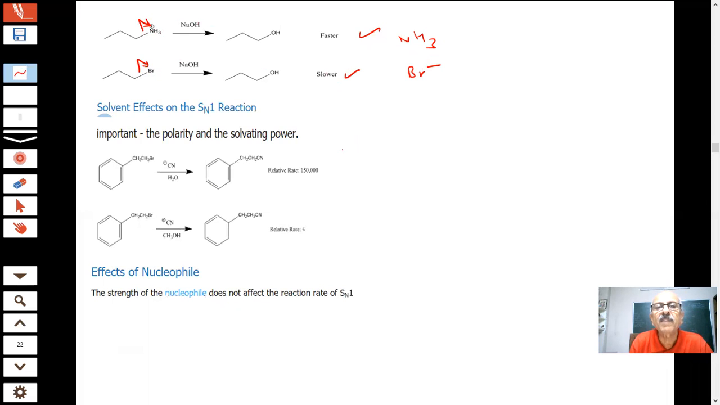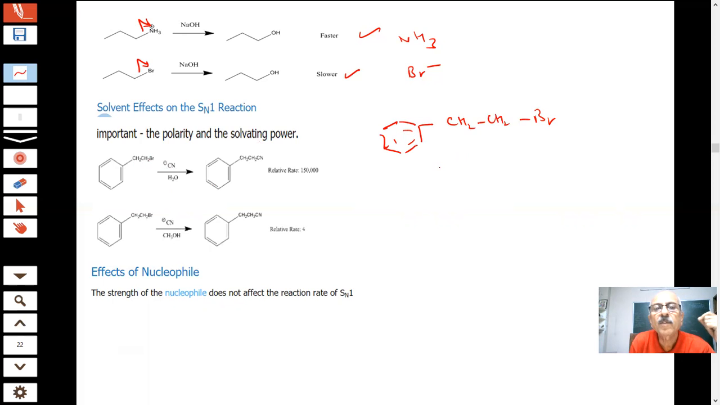And sometimes the solvent effects are important. Because a carbocation is a positive ion, if it is solvated highly, then it will become more stable. So you can see, if I react this compound with CN minus, what is this compound? This is CH2CH2Br.